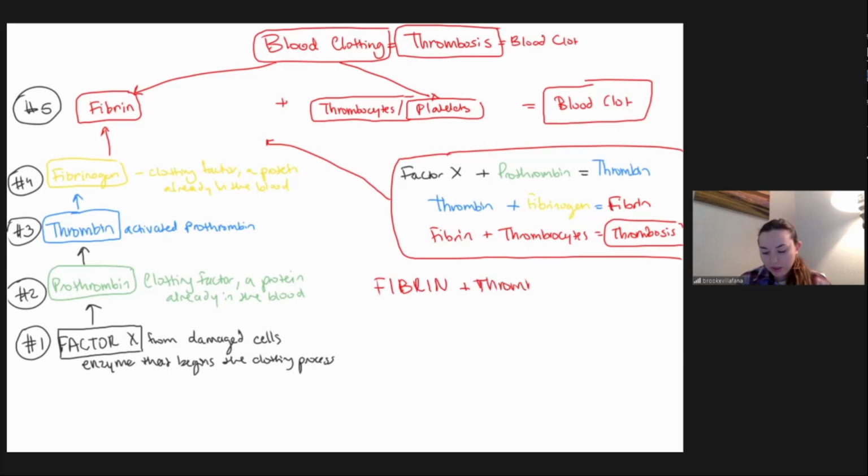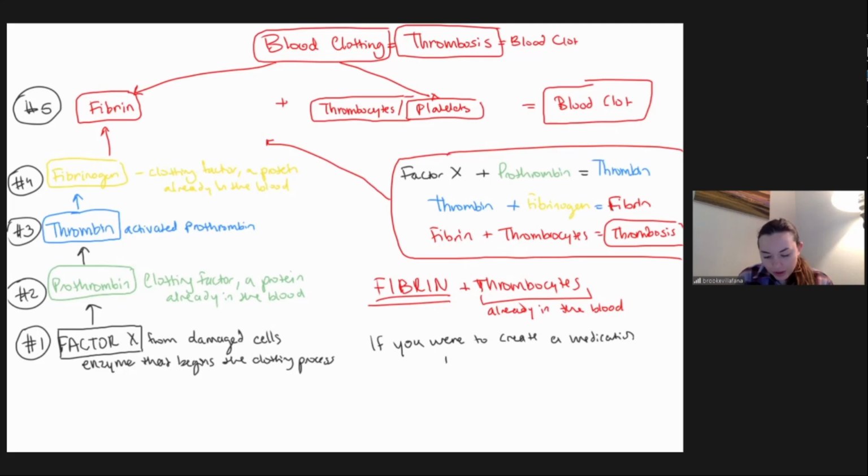Now, the platelets are easy, right? The thrombocytes, these are already in the blood. But the fibrin is the part we have to work on and create through a series of chain reactions. So if you were to create a medication to stop clotting, and we know platelets or thrombocytes are already in the blood, that medication maybe would be harder to target those. So if you were to create a medication to stop clotting, what would you target?